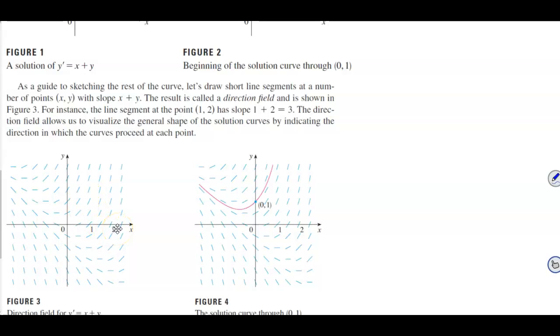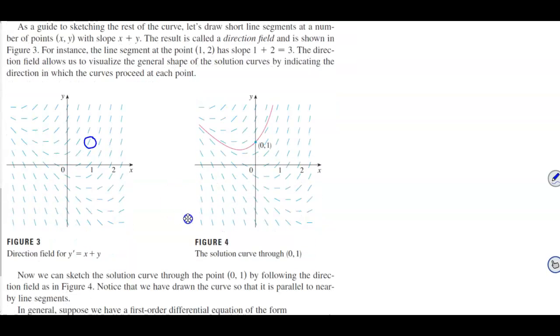Okay, so we're looking at this particular point right here. Now that slope is going to have the value of 1 plus 2, which is going to be 3. So that little line segment has a slope of 3. So the direction field allows us to visualize the general shape of the solution curves by indicating the direction in which the curves proceed at each point.